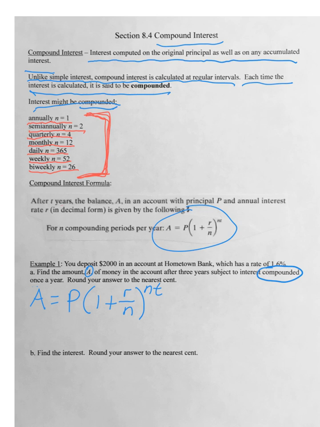So starting with principal P, again, I'm just going to write this off to the side. That's the original amount invested or borrowed. So in this case, it's an investment situation, and you deposited $2,000. So P is going to be 2,000. Then we need R, little r. That's usually easy to identify because it's the percent, it's the interest rate you're going to be given.